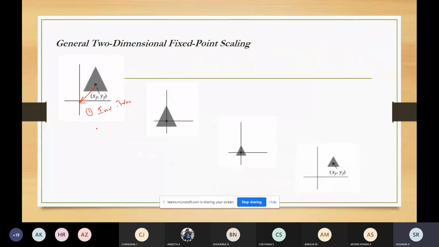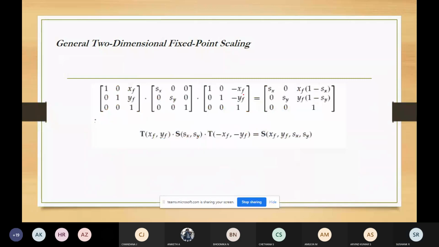From the origin, perform scaling. Once the scaling is done, do the translation, meaning move back to the same point. So the sequence of operations is inverse translation, then scaling, then translation. You can check that: inverse translation, scaling, and translation. These terminologies are self-explanatory.